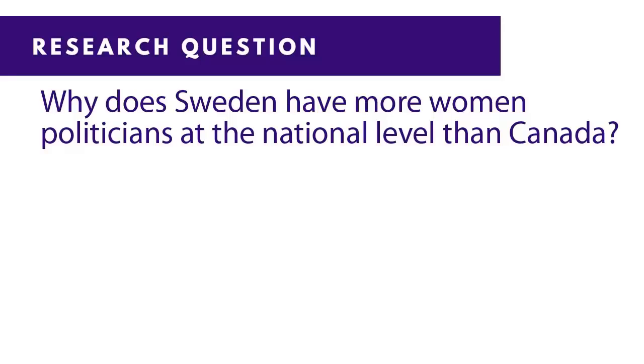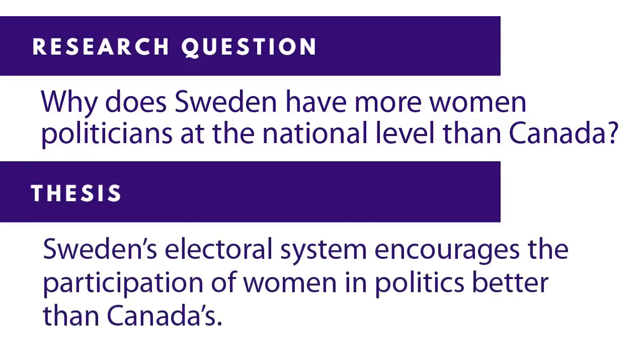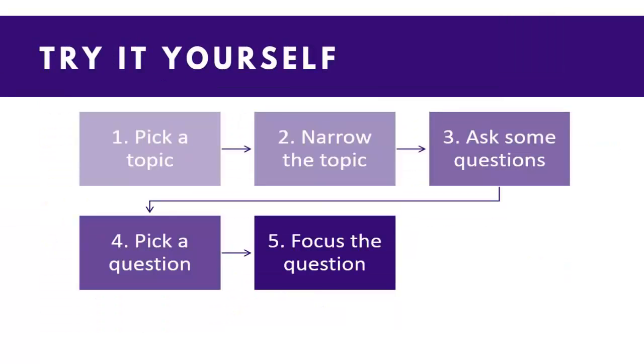Your research question also helps you create your thesis. Your thesis is the answer to your question summarized in one sentence. For example, our thesis might be, Sweden's electoral system encourages the participation of women in politics better than Canada's. The rest of your paper would support the thesis with more detailed arguments. Your whole paper will focus on answering your research question, which helps give structure and focus to your paper. Try it yourself. Create a research question using the steps we discussed. Pick a topic, narrow it, brainstorm some possible questions, then pick one and make sure it's clear, focused, and specific.